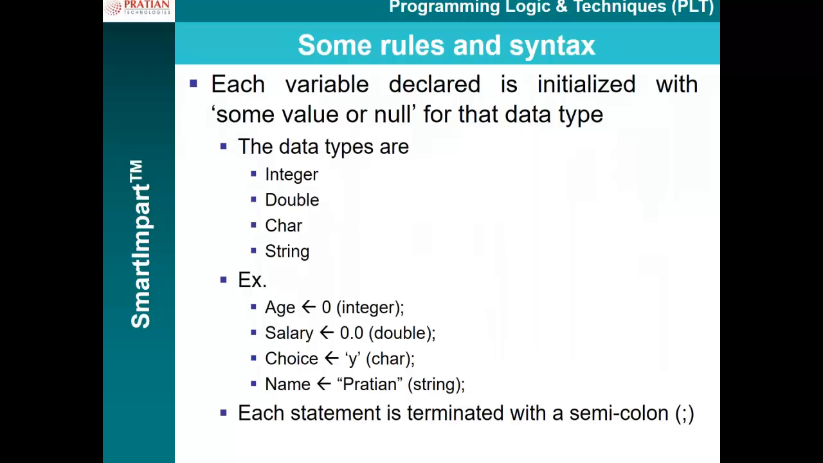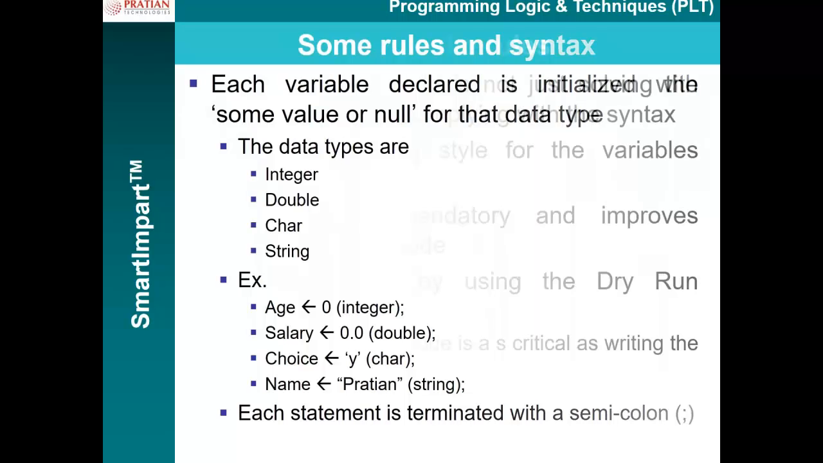Normally, whenever we create any program, we can also define initial values for the variables. We can assign default values for all these different data types. For instance, we can assign 0 for integer type, 0.0 for double. For char, we can use single quotes, and for string, we can use double quotes as the default values.